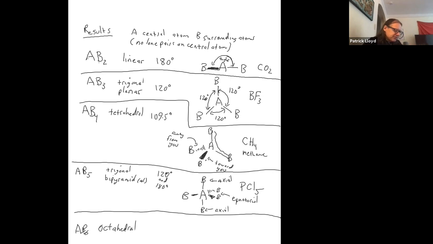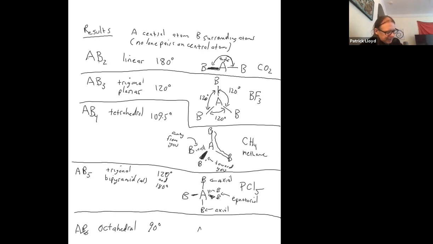So octahedral is 90 degrees. Why 90 degrees? Well, from here to here is only 90 degrees. From here to here is 90. From here to here is 90. From here to here is 90. So it's considered 90 degrees.